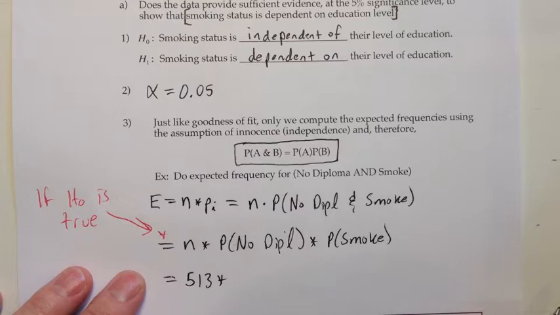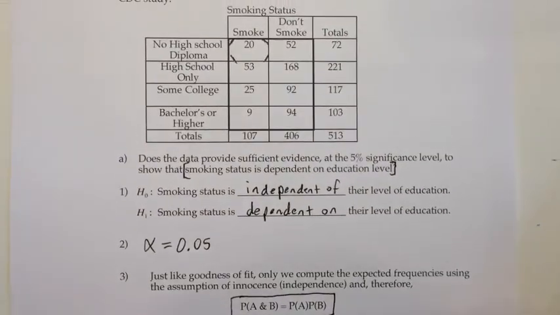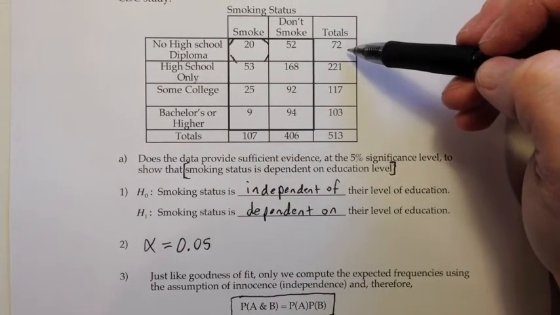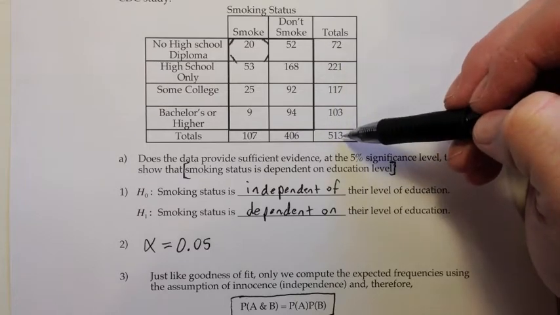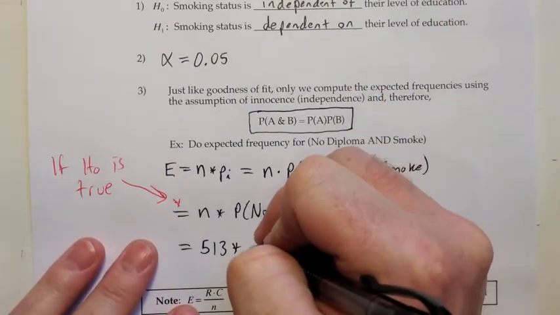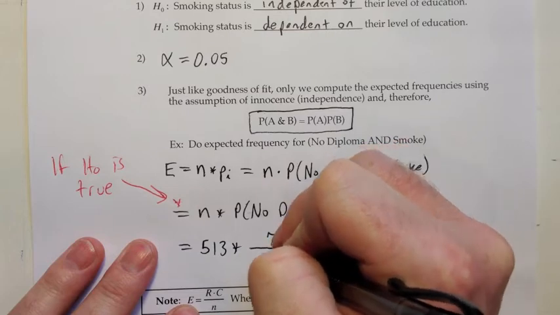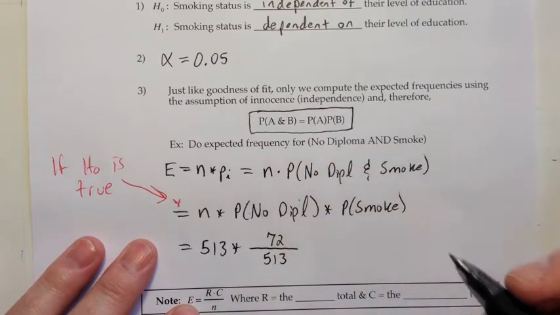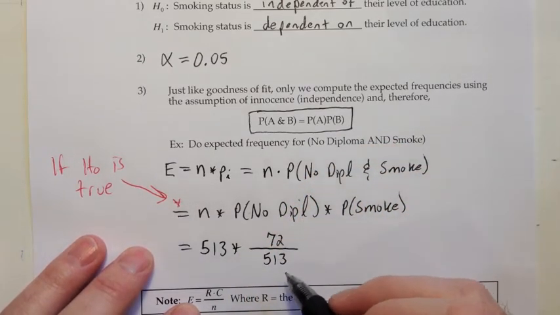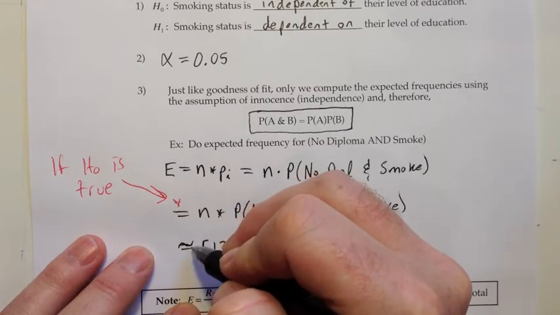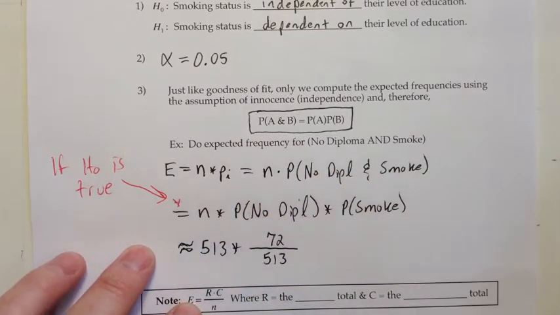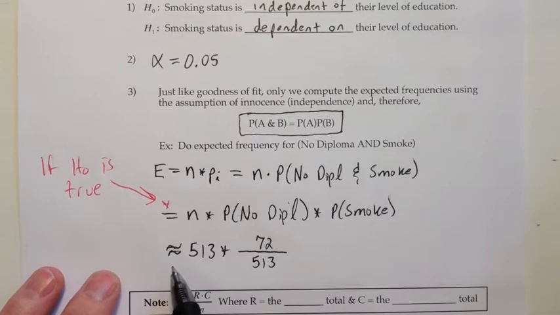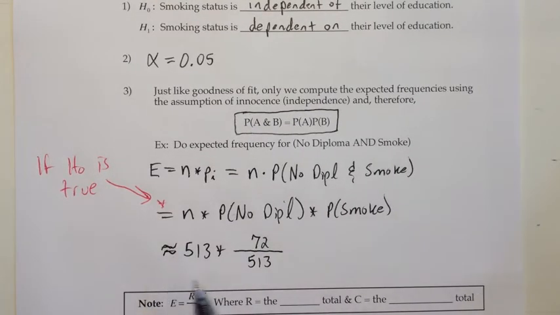And my best guess would be from the sample. So in the sample, we had 72 people with no high school diploma out of 513. So if I put that as the fraction for that probability, 72 out of 513, that's just from a sample, so it's only a guess, but it's the best guess I have. Because I'm guessing there, I'm going to change this to an approximately equal, but that's not actually something I would worry about you doing in your test, and you'll see why as we move on with this problem.